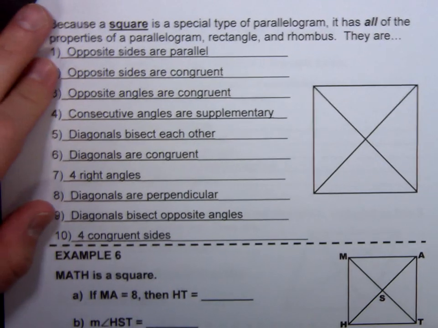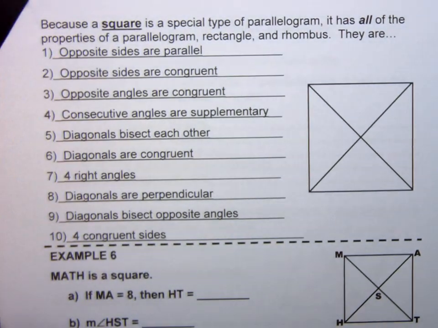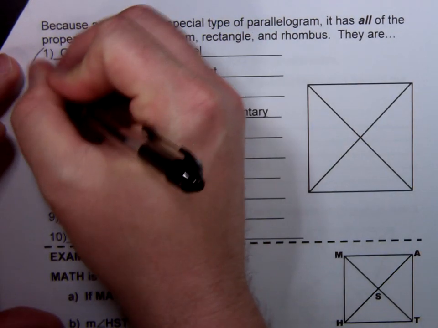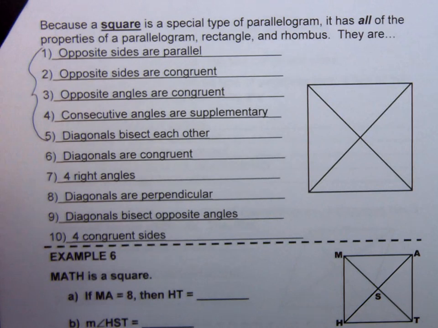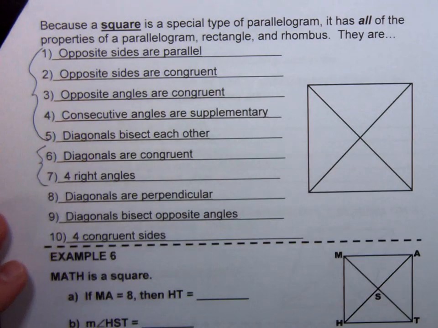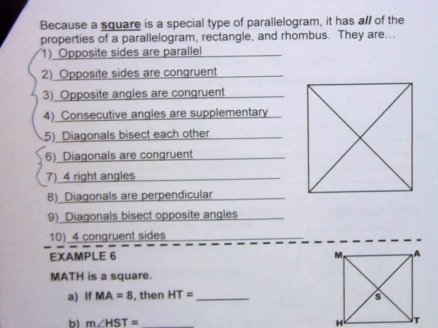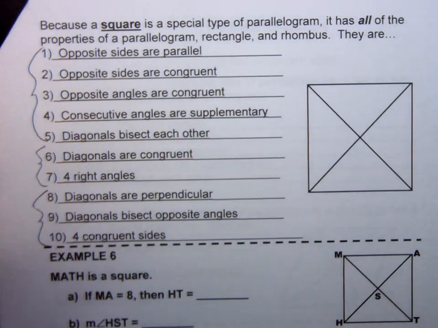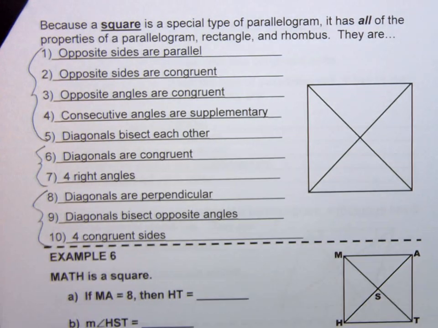So, because it's a type of parallelogram, we got the 5 things that we learned about parallelograms that are true. Because it's a rectangle, we got these two things that we learned about rectangles that are true. And because it's a rhombus, we got these three things that we learned about a rhombus that are true. So all of those things come together as one shape in a square. All of those things are true at the same time for a square.